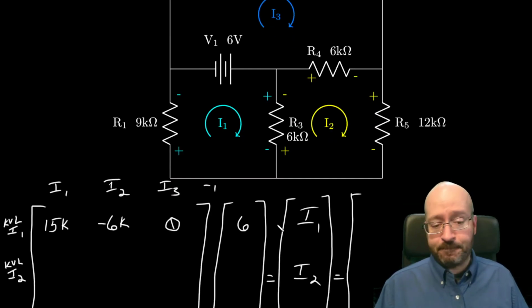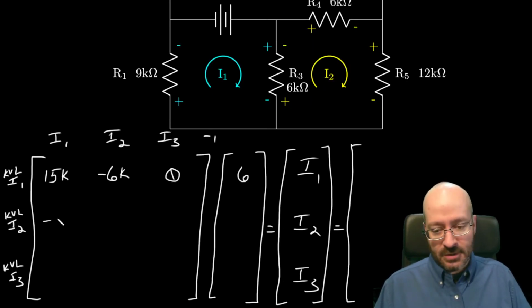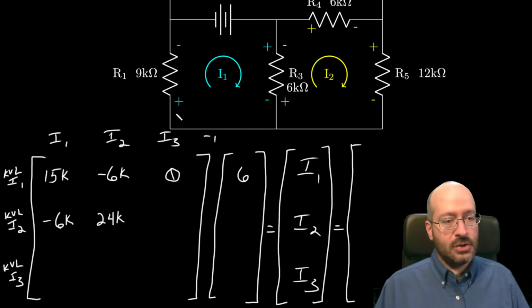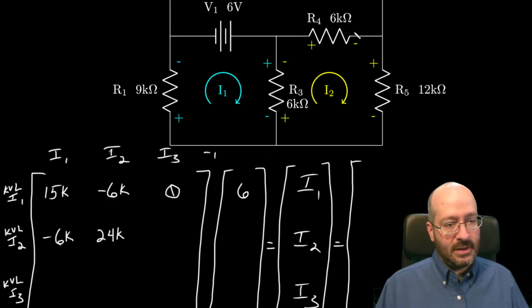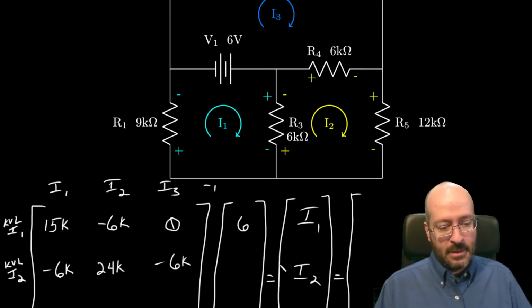So that one's done. Looking at I2, what does I2 share with I1? It shares the 6K. Okay. What does I2 touch by itself? 6K, 6K, and 12K. So that's going to be positive 24K. And then what does I2 share with I3? It's peeking out right here, and it's going to be this 6K. So it's going to be negative 6K over here as well. Okay, right-hand side, no voltage supplies in that mesh. So that's 0.